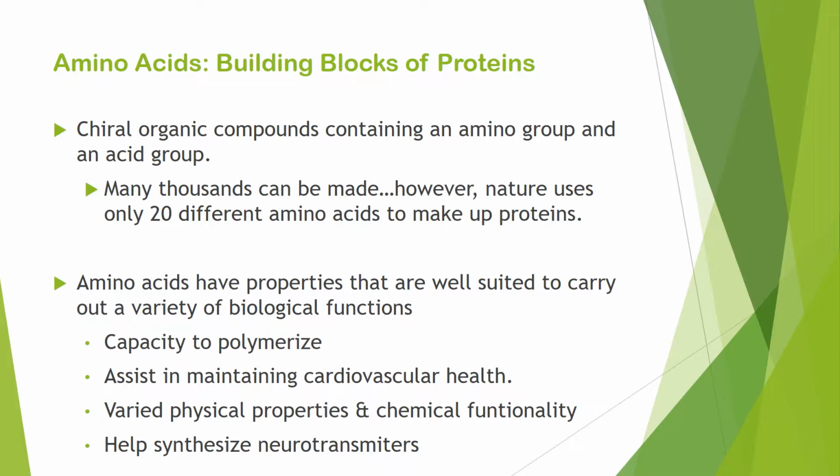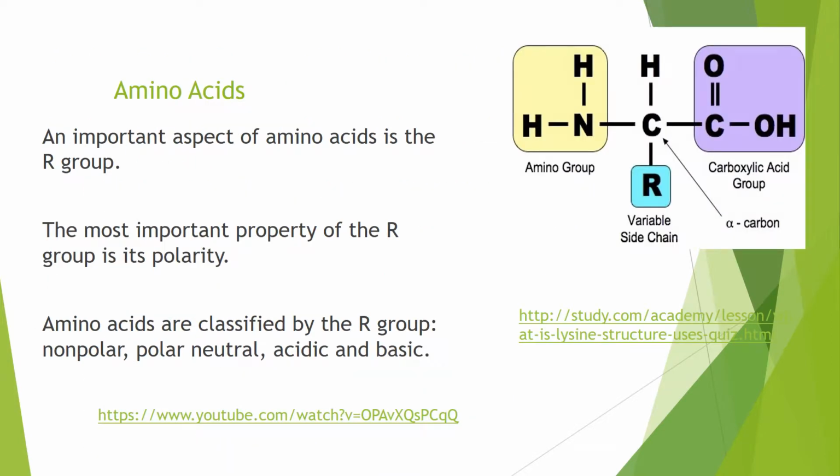Overall, amino acids not only have the capacity to polymerize, but they also have varied physical properties and chemical functionalities. Over here we have a brief picture of the anatomy of what an amino acid looks like. As you can see here, they contain an amine group, an acid group, centered with an alpha carbon, and the most important part at the end, an R variable side chain.